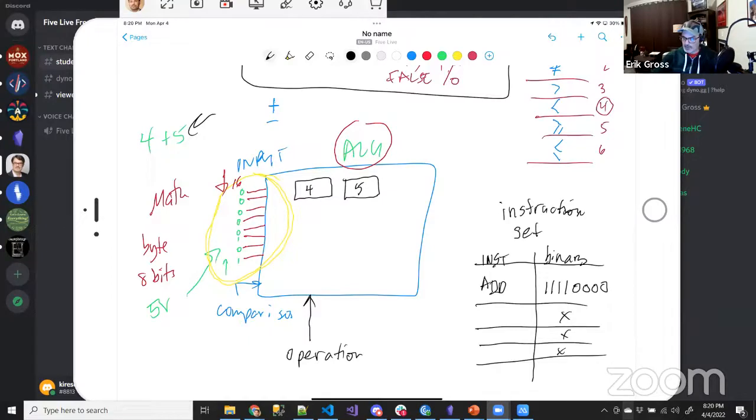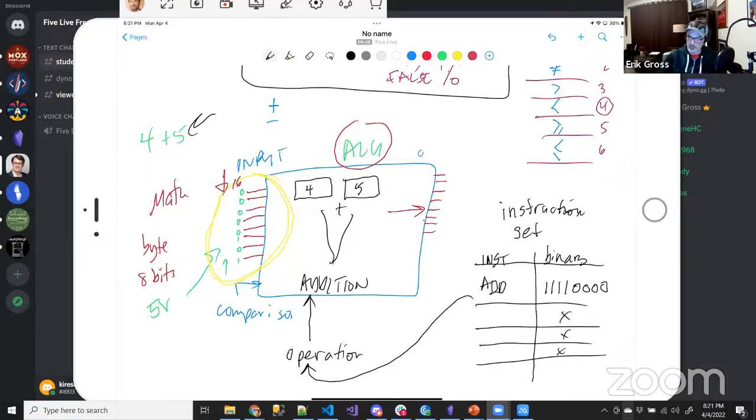And when that pattern gets fed in to this input, now the ALU goes, oh, addition, excellent. And it takes these two numbers and adds them together. And now we can start to look at the output. And these are the wires coming out, 2, 3, 4, 5, 6, 7, 8. Same thing coming out. So I'll write output right here.